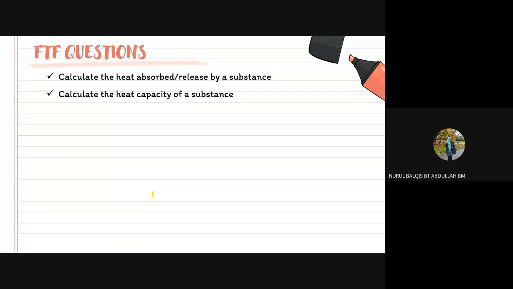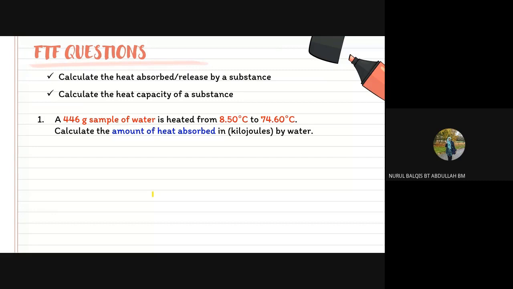Tapi nanti kalau dia minta enthalpy, barulah delta H yang kita relate kepada 1 mole. Okay. So the questions ask you, a 446 gram sample of water is heated from 8.50 degrees C to 74.60 degrees C. So saya mewarnakan dia merah supaya saya nak fokus only on the water. Now the questions ask you to calculate the amount of heat absorbed in kilojoules by the water.